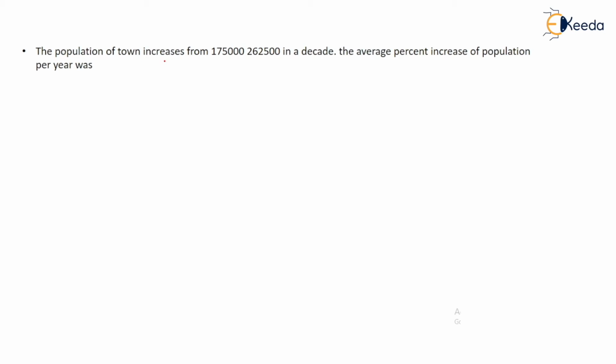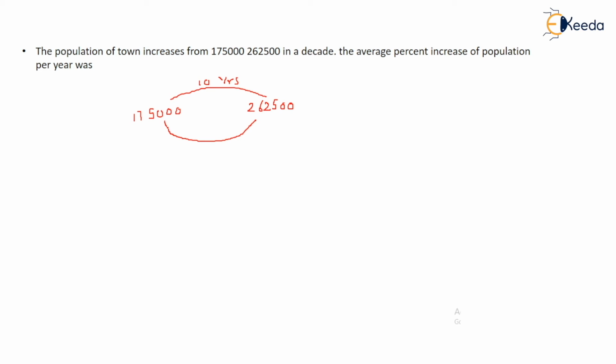Okay, if the population of Taiwan increases from 175,000 to 262,500 in a decade, that means 10 years, the average percentage increase of population per year was. So you have to find the average population increase per year. So how much did it increase in those 10 years?